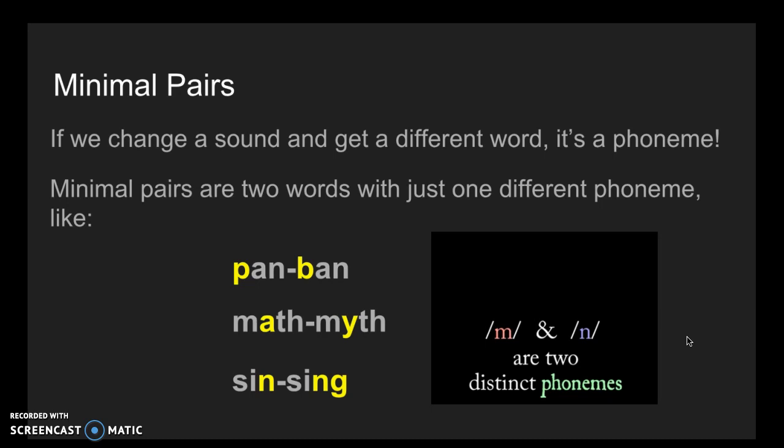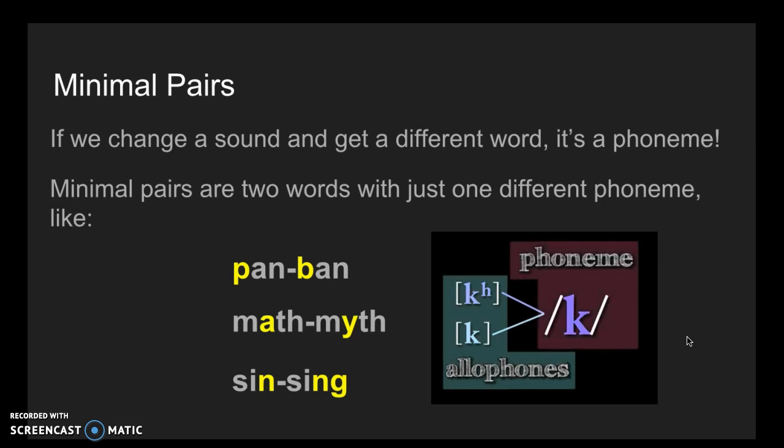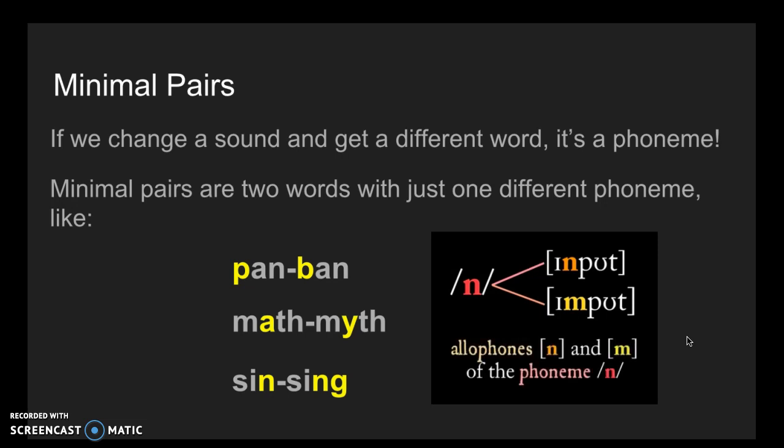in English. A phoneme can have different pronunciations. Take the sound K. It comes out with a puff of air in the word kite, but not in the word sky. These two sounds, aspirated k and unaspirated k, are different, but we hear them as variants of the same sound. We call these allophones of the phoneme K. The same goes for N and the nasal variant in the word input. I've heard that word pronounced both ways, making them variants of the same sound, allophones of the phoneme N.